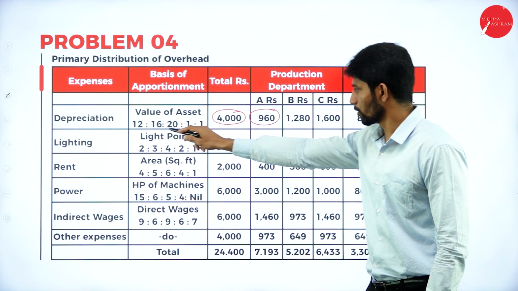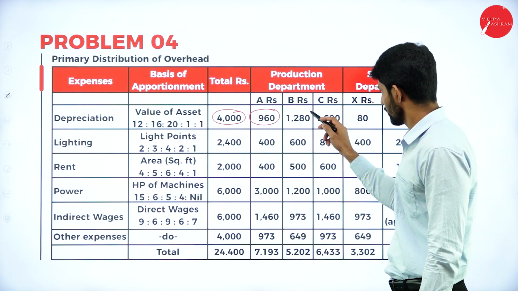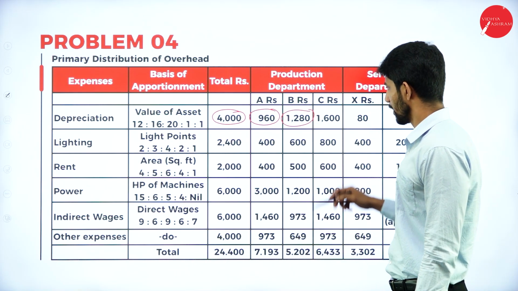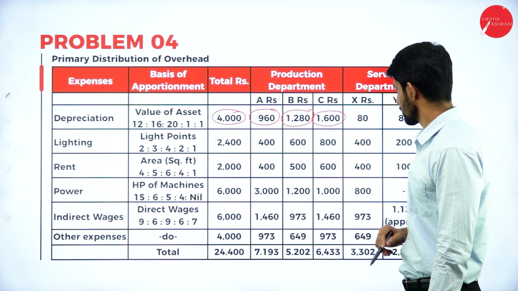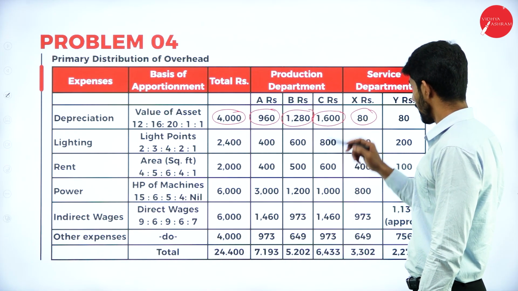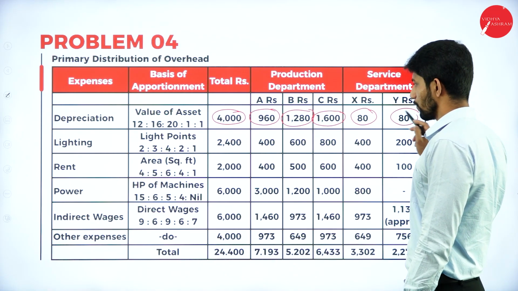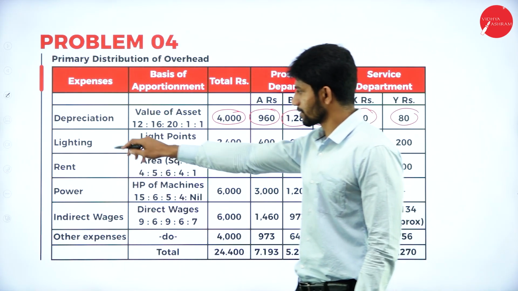Next, 4,000 into 16 divided by 50. How much will you get? 1,280. Next, for production department C, it is 20 by 50. You will get 1,600. For service department X, 80. Service department Y, 80.